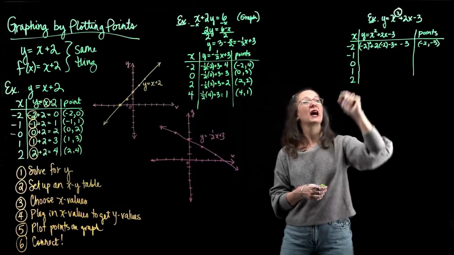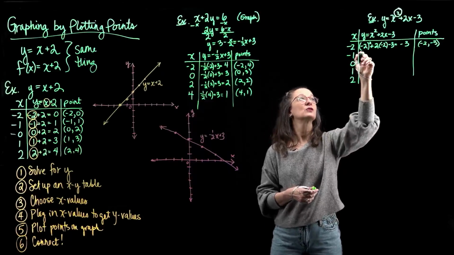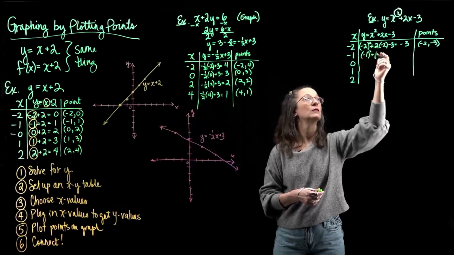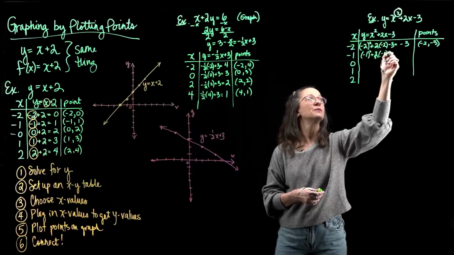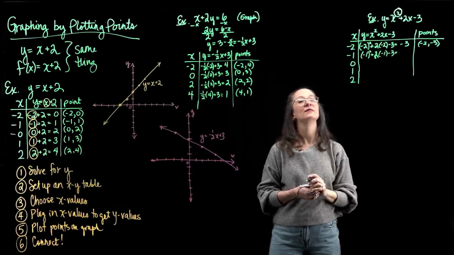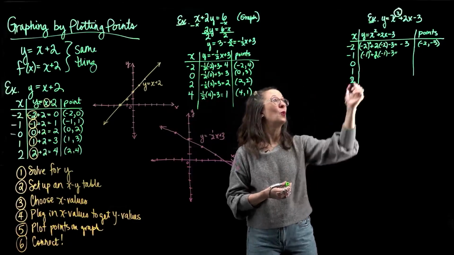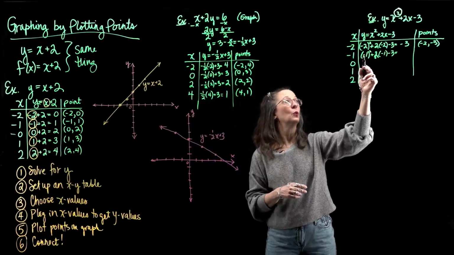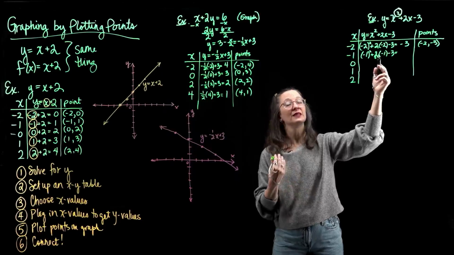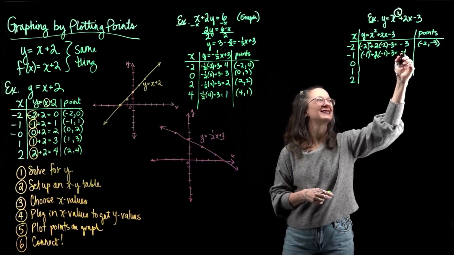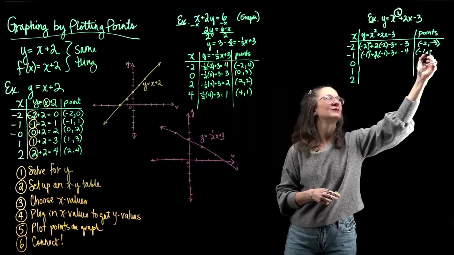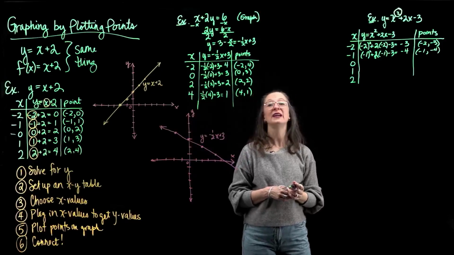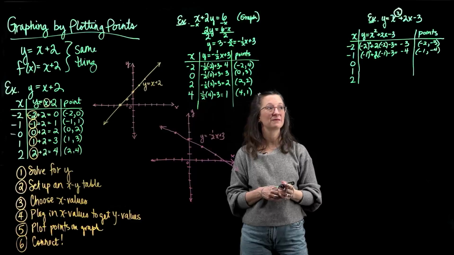All right, let's look at x equal negative 1. So y would be negative 1 squared plus 2 times negative 1 minus 3. Negative 1 squared is just 1, plus 2 times negative 1 is negative 2. So 1 minus 2 is negative 1, minus 3 is negative 4. And the point when x is negative 1 would be negative 1, negative 4.